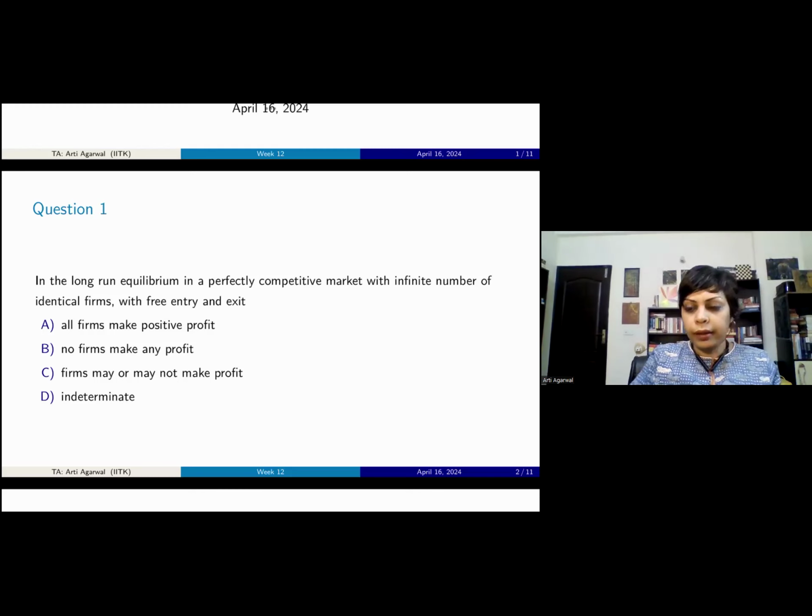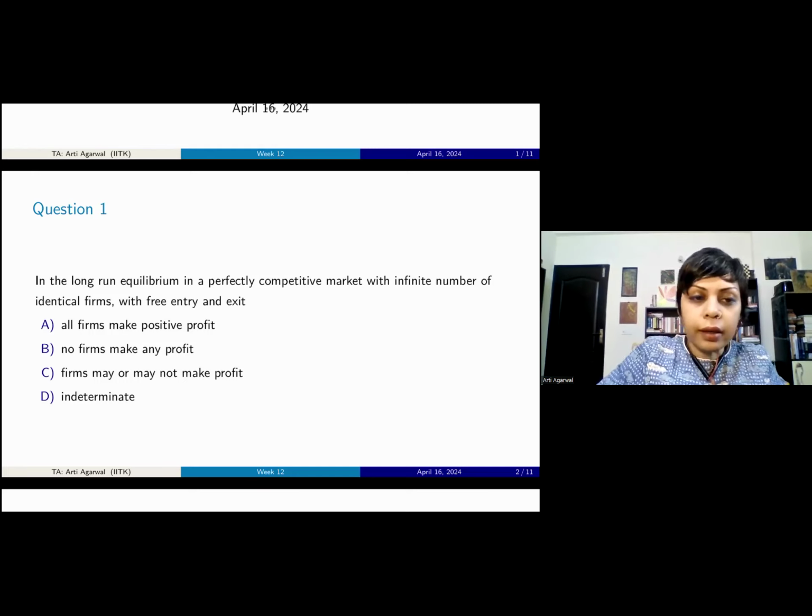Okay. So is this clear? Any doubts? So the answer is B. No firms will make any profit. And for this conclusion, the necessary conditions are that there is a large number of firms, or an infinite number of firms.